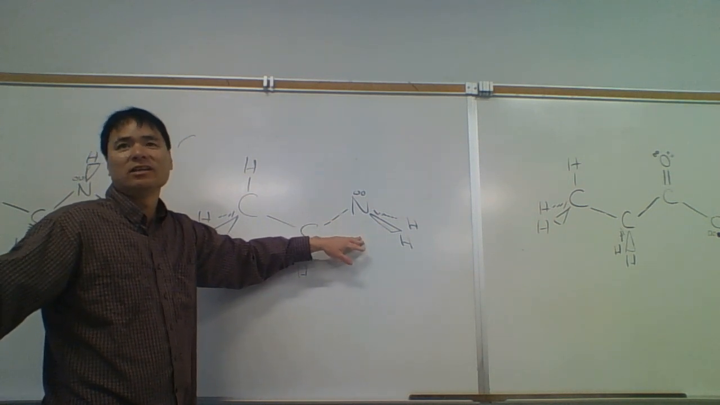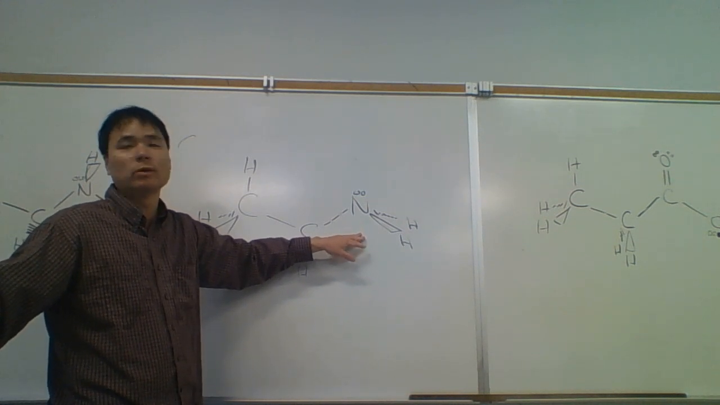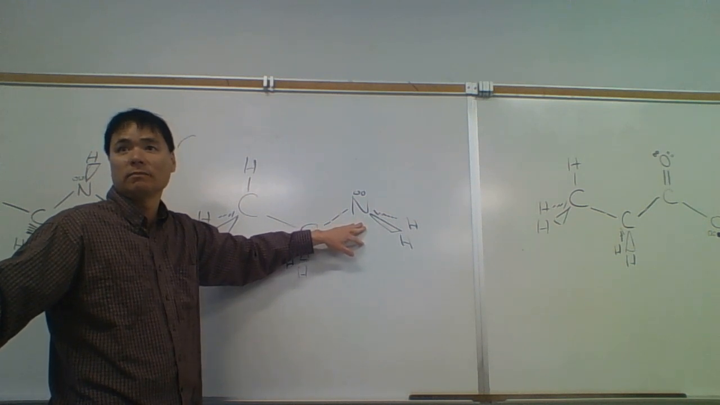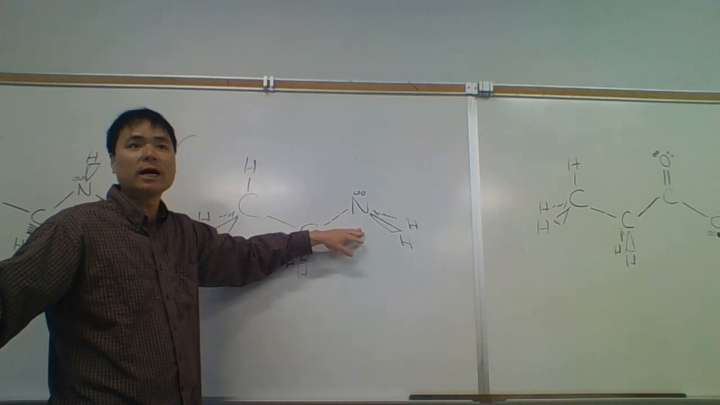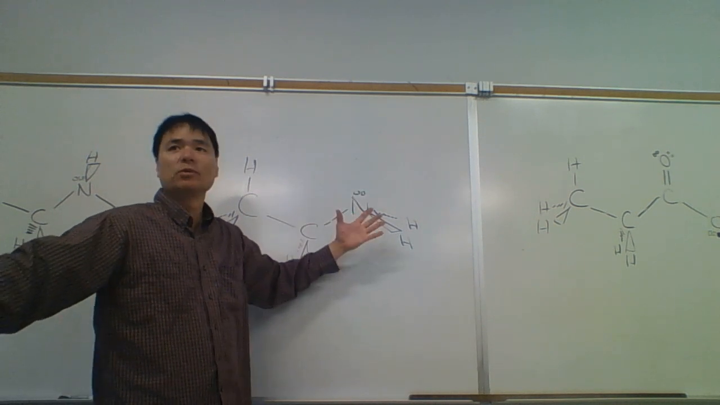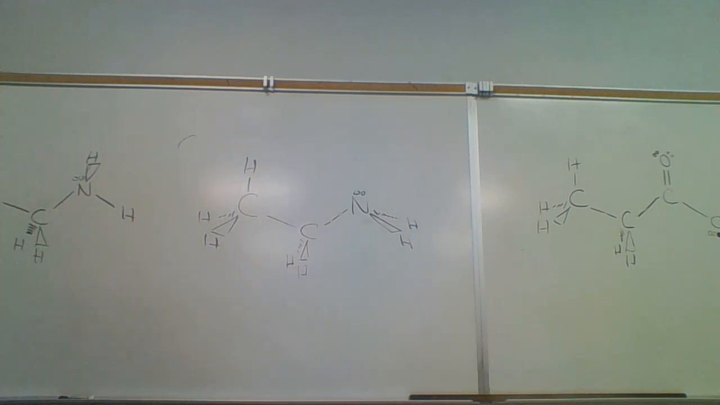Well, just the ideal, before distorting. Is this angle 120 or 109? 109. And then of course the lone pair takes up more space, so it's going to compress the angle. The angle is going to be close to 107. So what we want to do is get the correct one first.